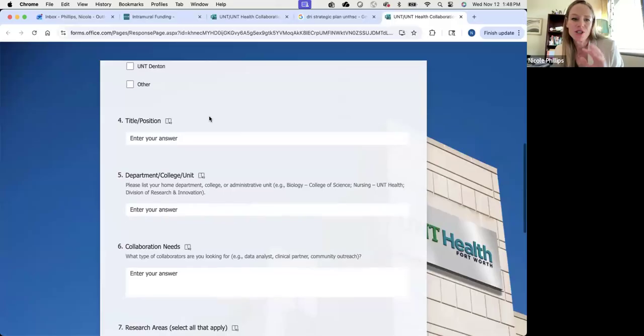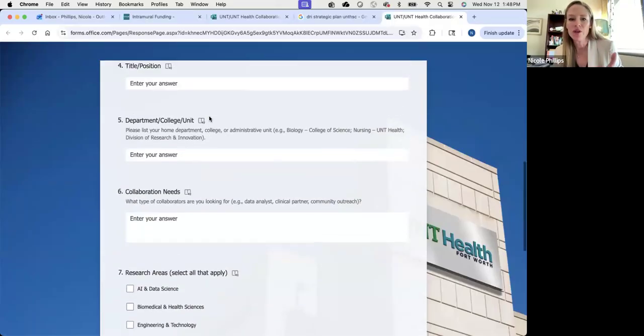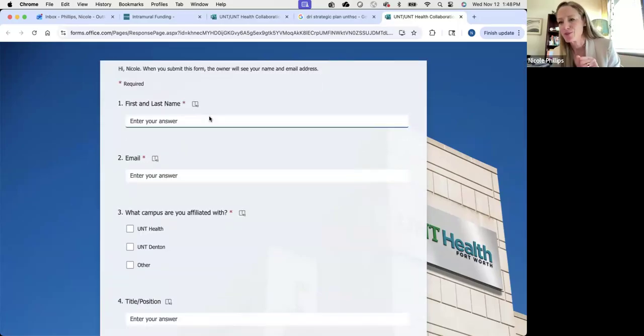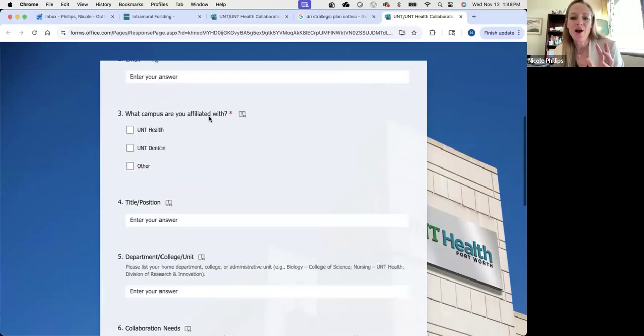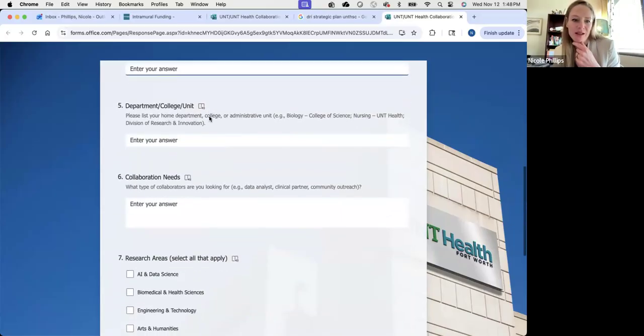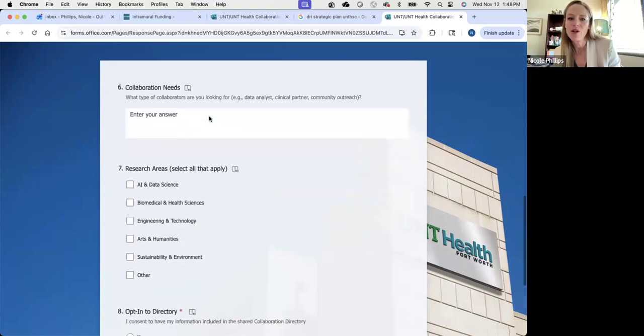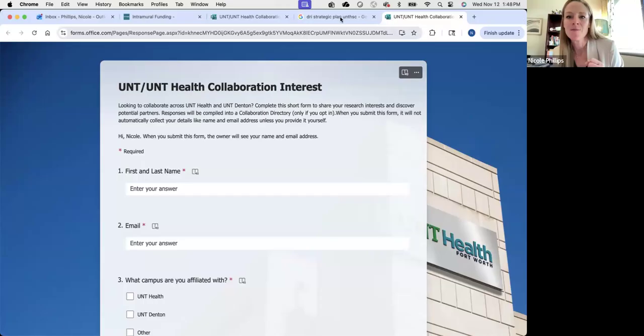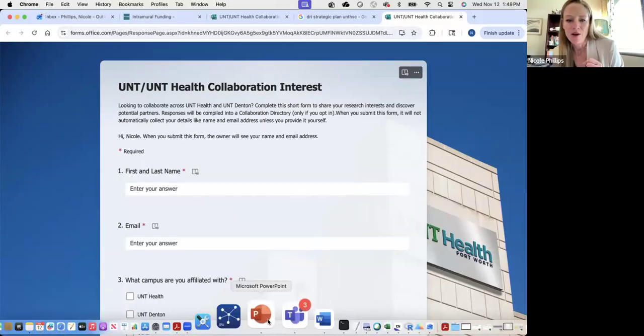So what this form asks for is just some information about you. The only thing that's collected is what you put in here. You have to put in your name to be entered into the directory, but it's not pulling any data from your computer automatically. So what department you're in, what your collaboration needs are, and then any specific research interests you may have. This is loose. This was a survey that UNT Denton put out for their faculty. We're just adapting it here to help get this directory of people so we can make some connections.